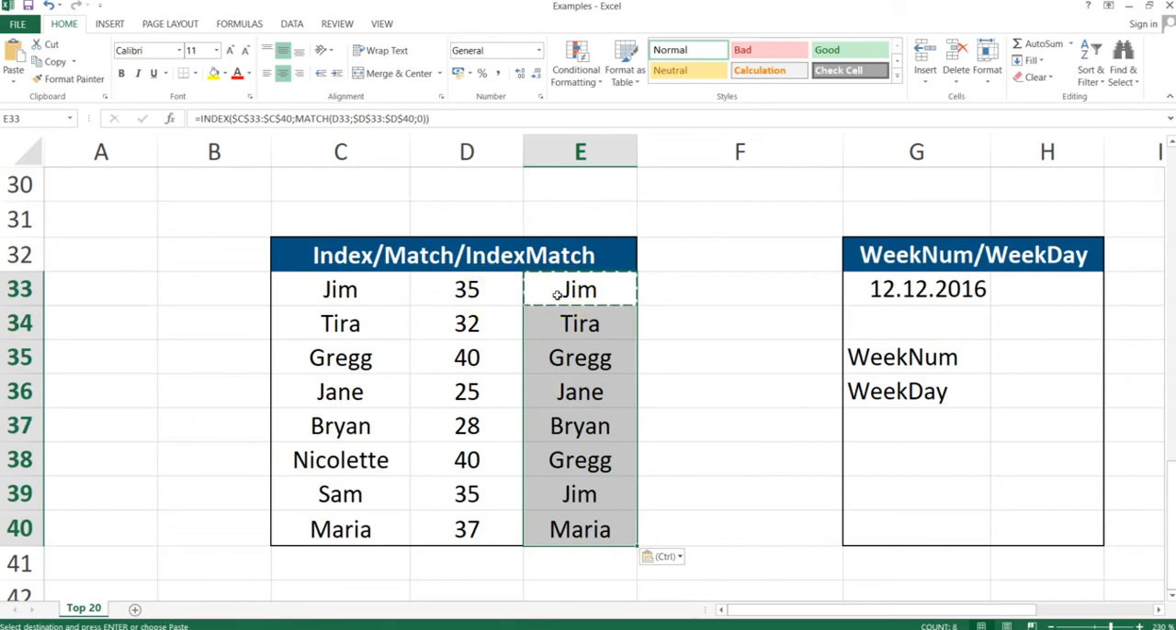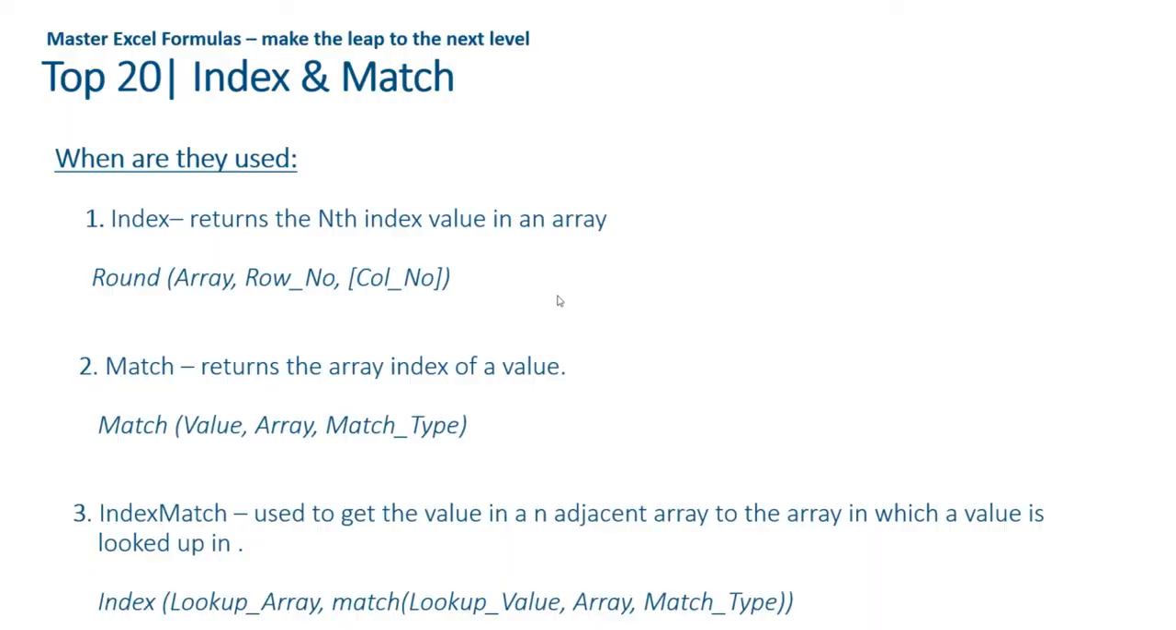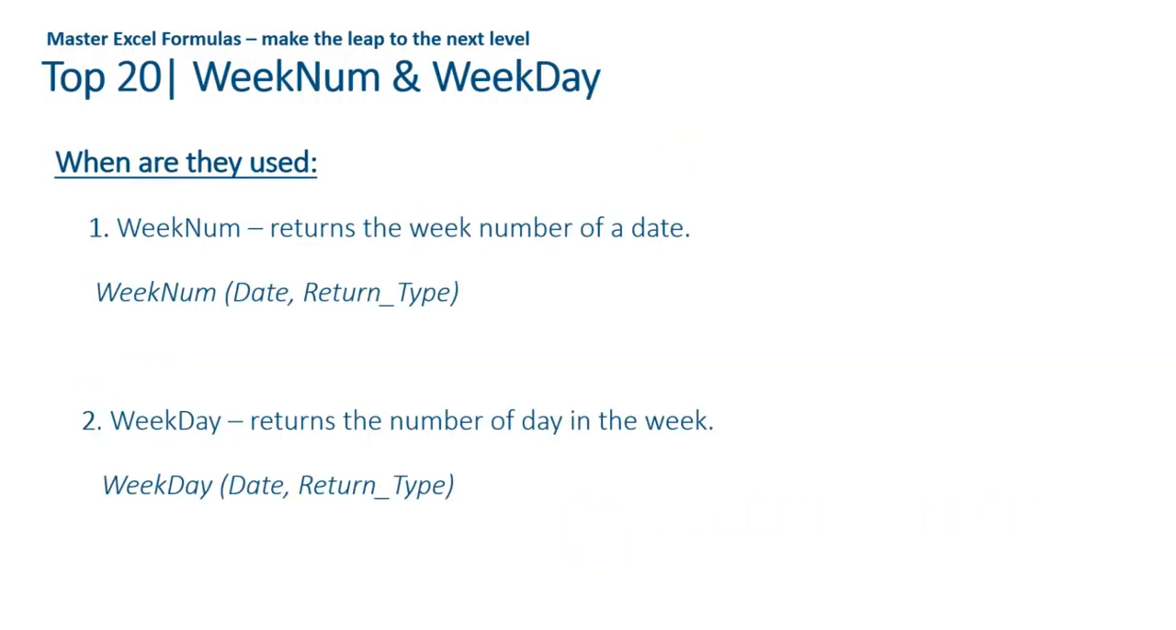Right, now let me just go back to the presentation and show you the next two formulas that we have here, WEEKNUM and WEEKDAY. Very frequently used formulas and very useful as well. The WEEKNUM formula returns the week number of a specific date, whereas the WEEKDAY formula returns the number of the day in the week. In terms of structure, it's basically pretty similar.